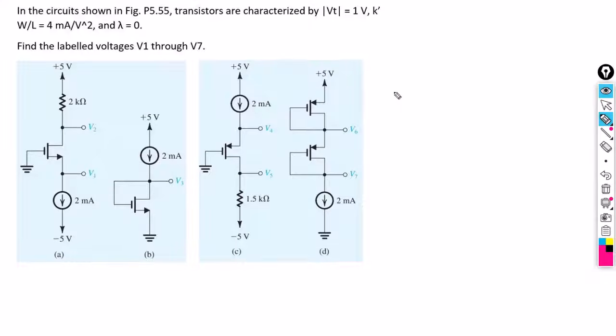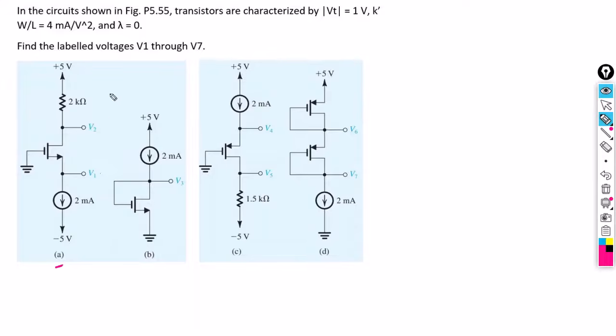In the given question, we are given four different kinds of circuits and we need to find out different node voltages from V1 to V7. Like we have V1, V2 for this circuit, V3 for this circuit, V4 and V5 for this circuit, and V6, V7 for this circuit. So let's start with figure A.